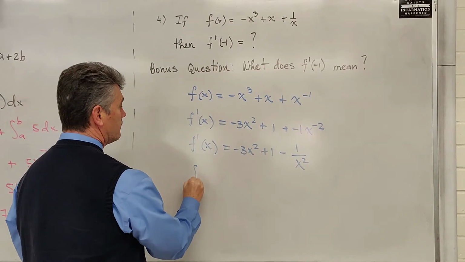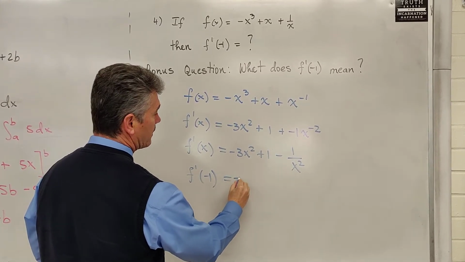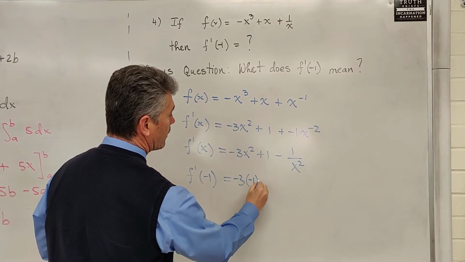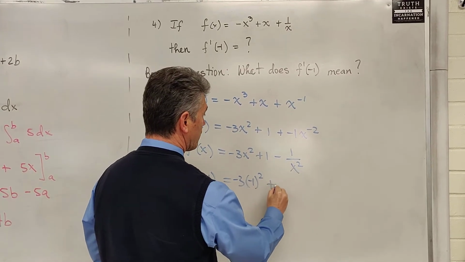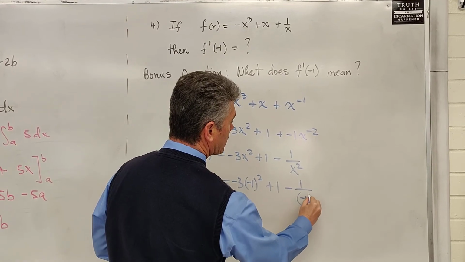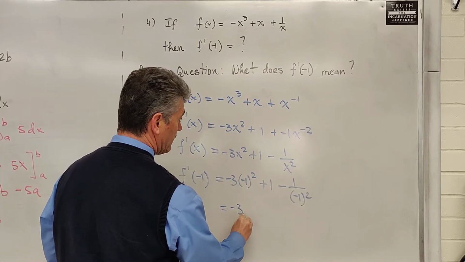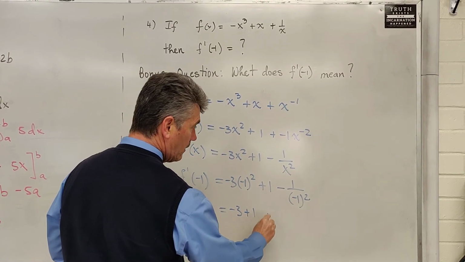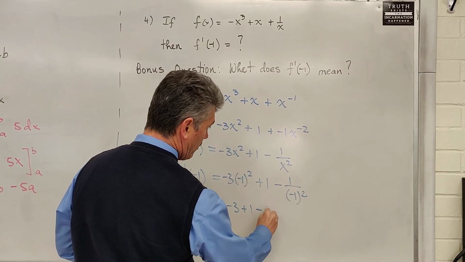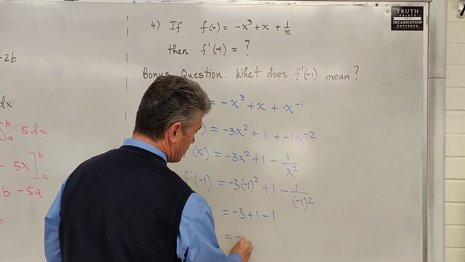We evaluate f prime of negative 1 is equal to negative 3 times negative 1 squared plus 1 minus 1 over negative 1 squared. This is negative 3 plus 1 minus 1. Negative 3 is what we get.